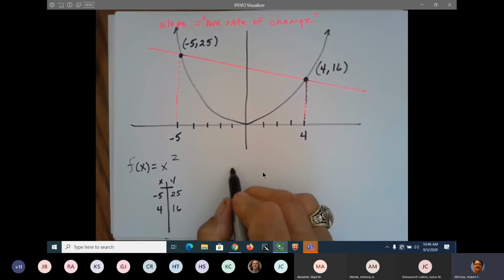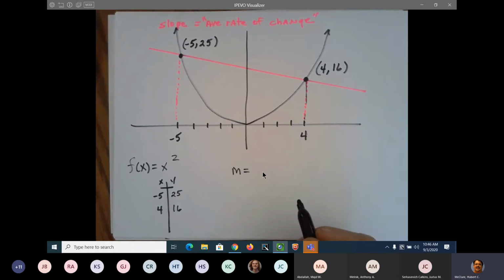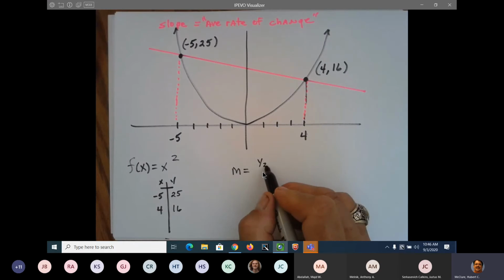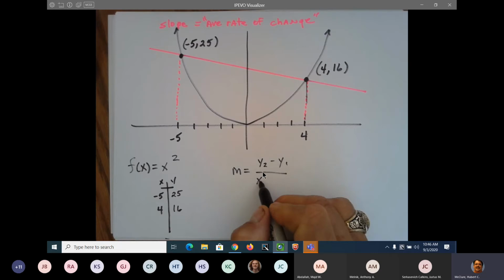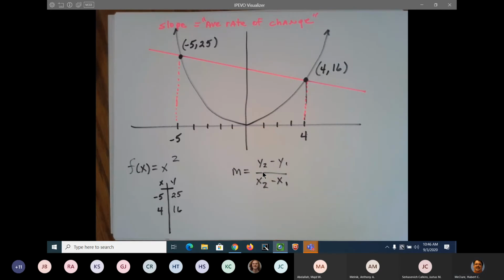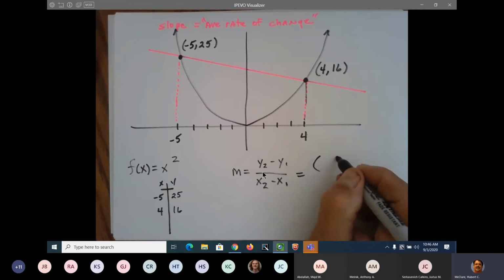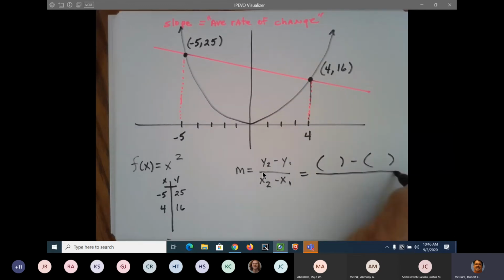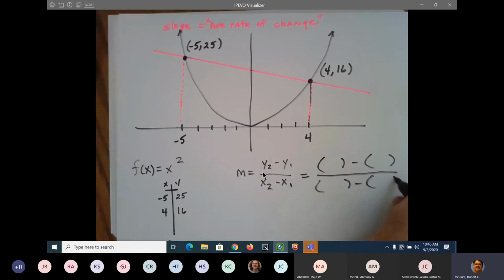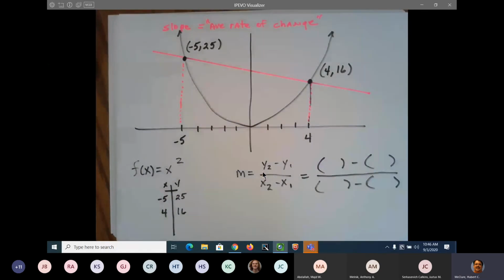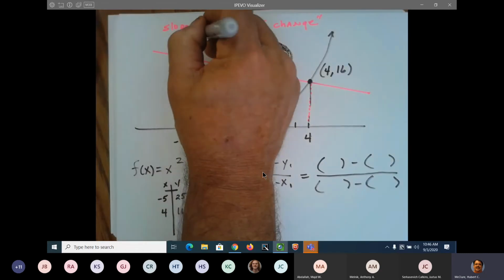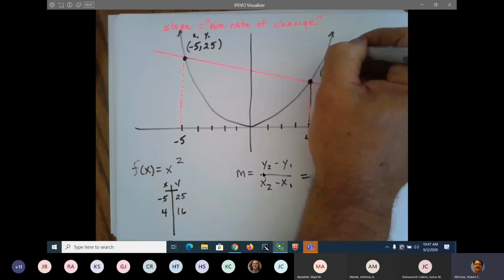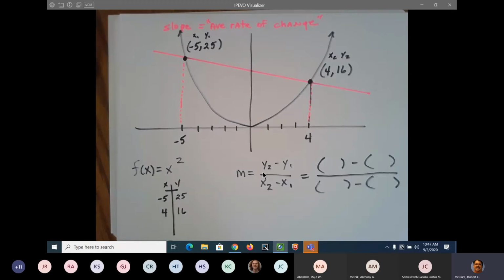Somebody tell me what the slope is. What's the formula for slope? y sub 2 minus y sub 1 over x sub 2 minus x sub 1, which is equal to parentheses minus parentheses over parentheses minus parentheses. We got 2 points. Which way do we read? Left to right. So this is x sub 1, y sub 1. This is x sub 2, y sub 2. Plug and chug, finish it. That's right, Miss Sanchez. We read from left to right.